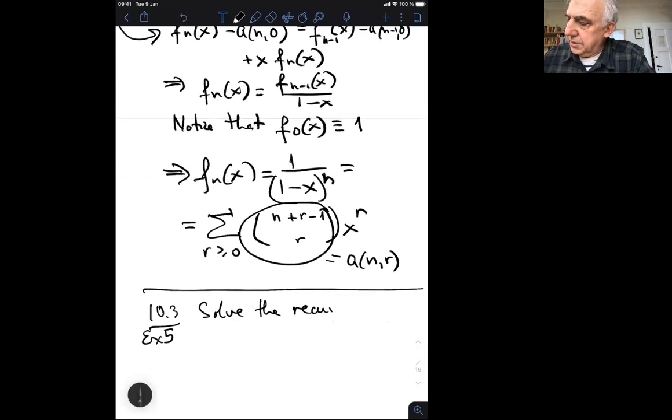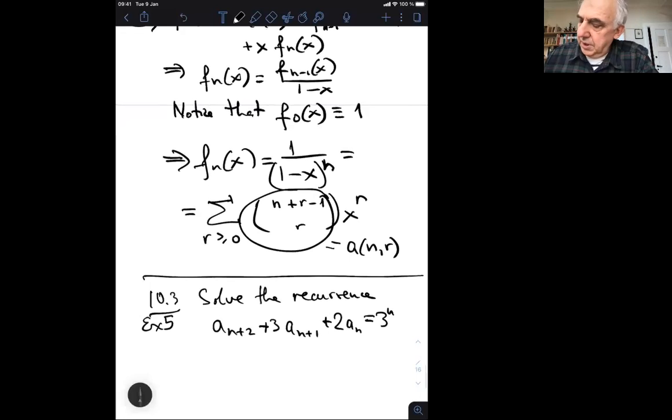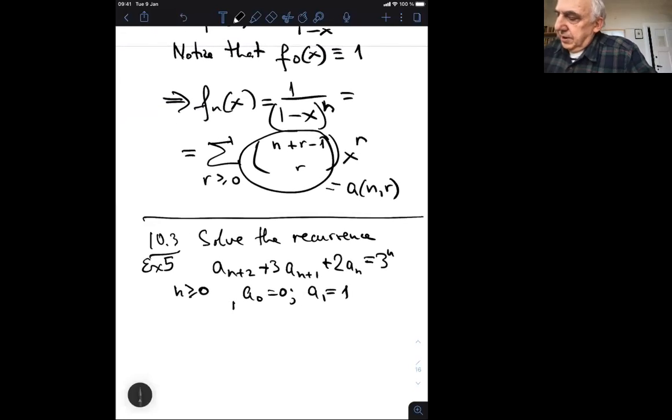Solve the recurrence a_{n+2} plus 3a_{n+1} plus 2a_n equals 3 to the power n. And the boundary conditions, so n starts from 0, and we have a_0 is 0 and a_1 is 1. Okay. So let's see if we can do this.